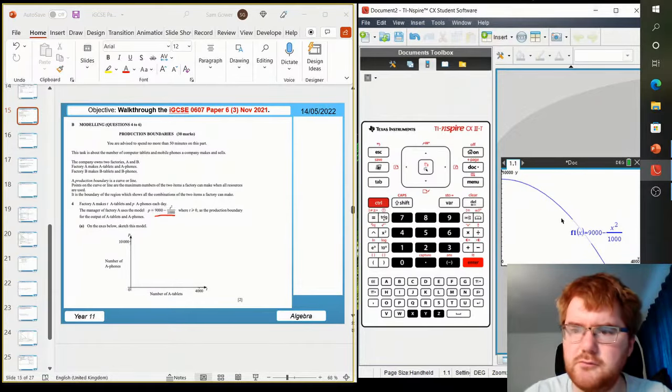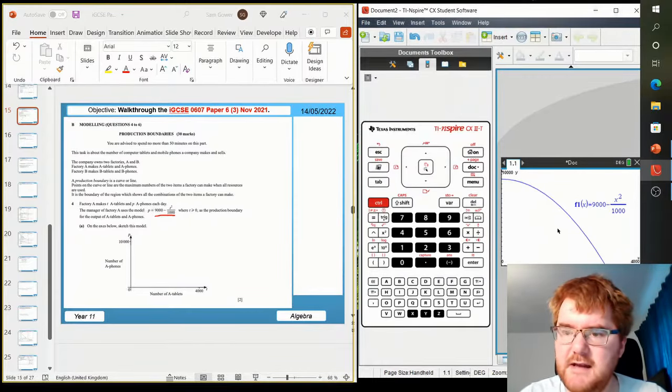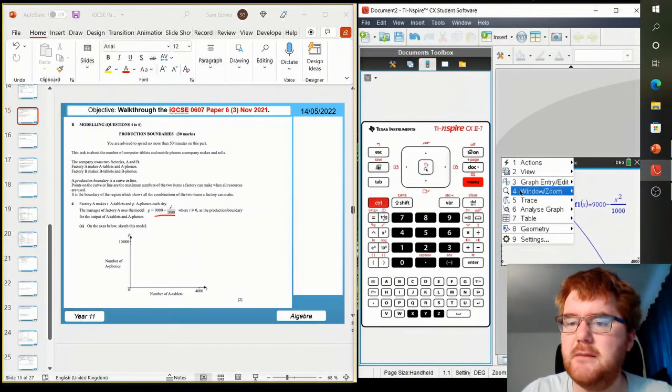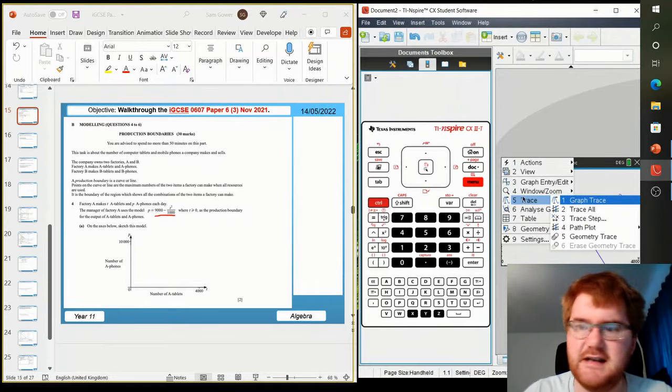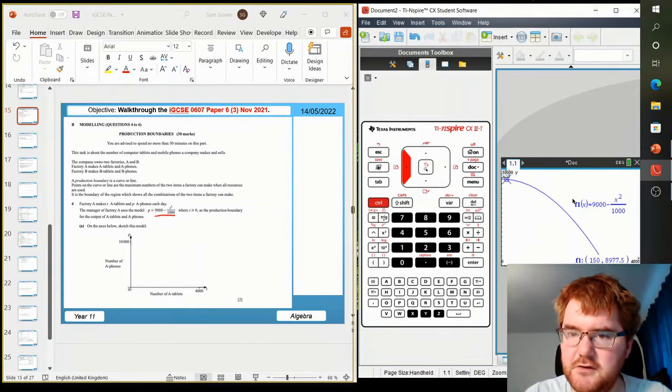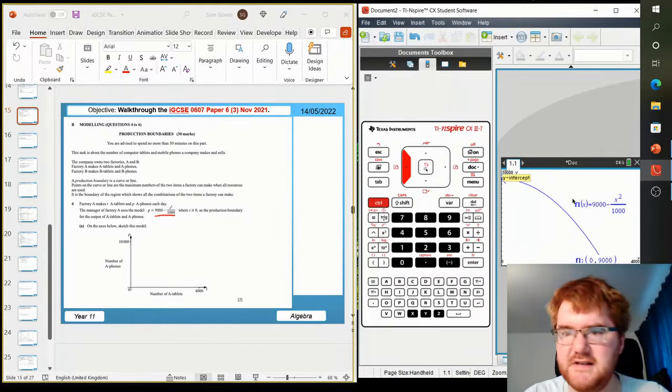Now, generally speaking, this will not be enough to just give you the full 2 marks. What we're going to need to do is find the intersection points with the axes. Now, there's a couple of ways you can do this. I'm going to use this time graph trace. So you can do this on the TI-84 as well. And by using graph trace, I can actually move along the function. And notice when we get to here, it actually tells us it's the y-intercept, so that's very useful.